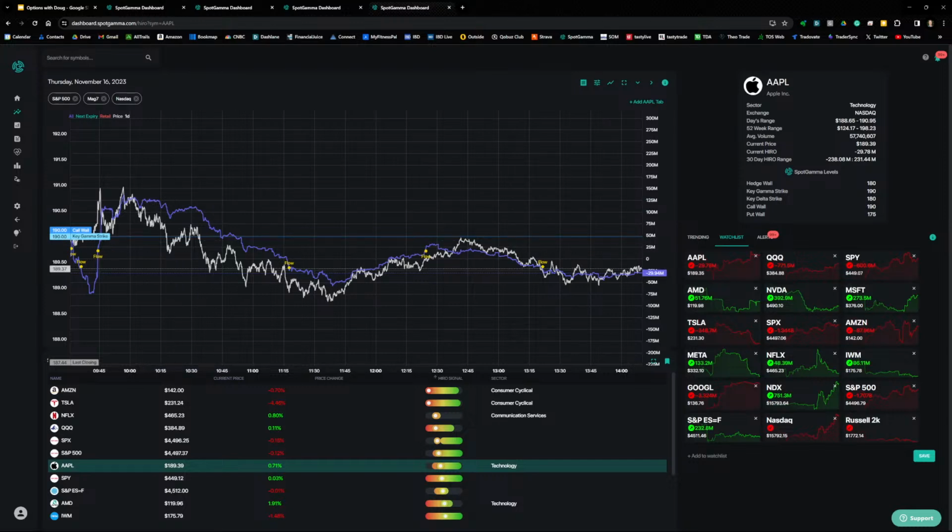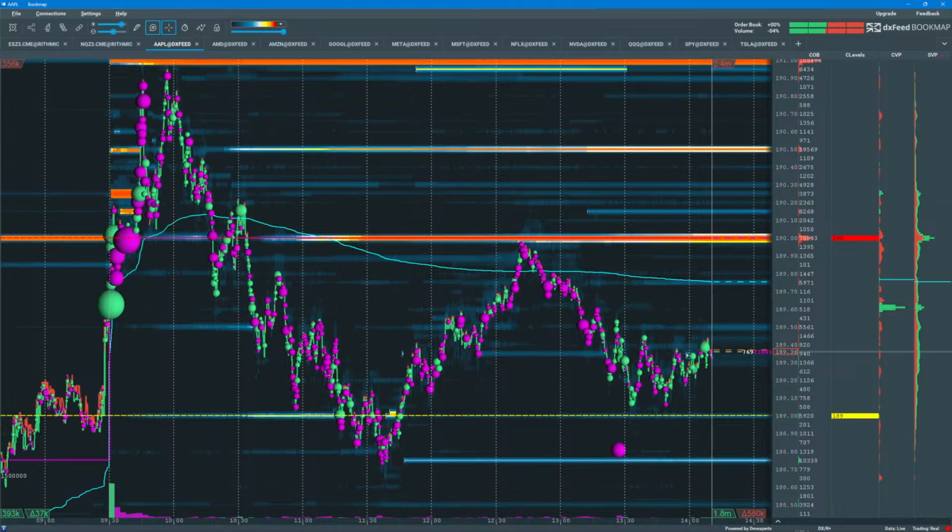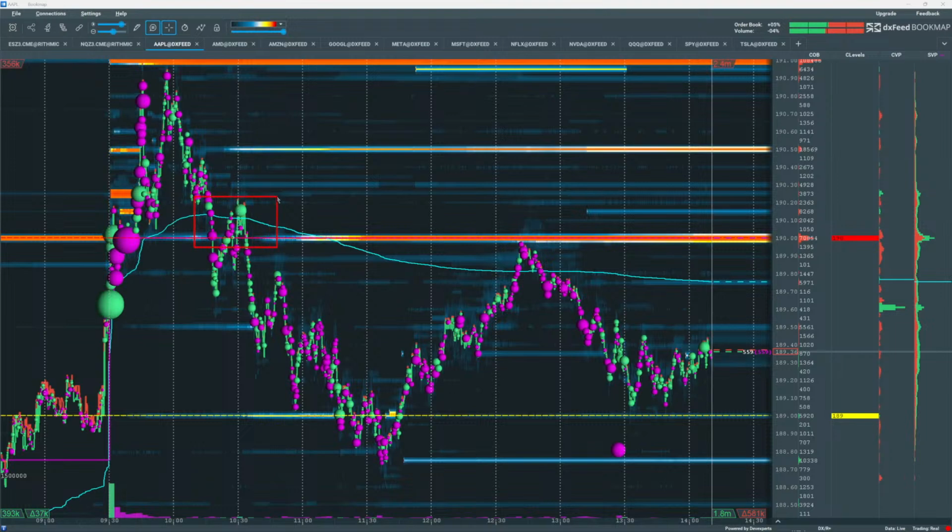All right, let's go back to Bookmap. So a pullback to the 190 call wall and also VWAP. That's shown by the light blue line there, and then another pullback to 190 VWAP. So a couple of small shorts there in Apple.